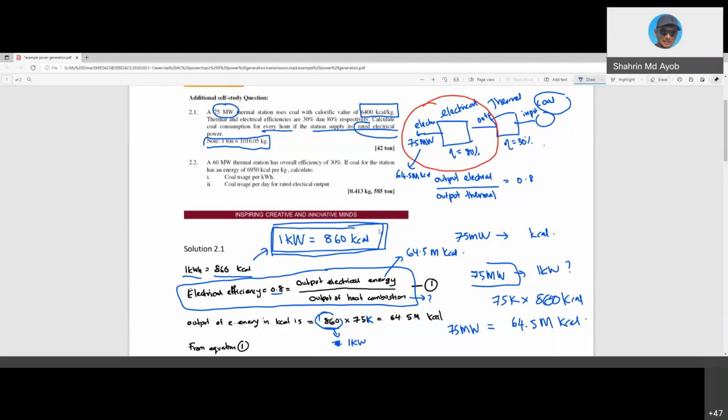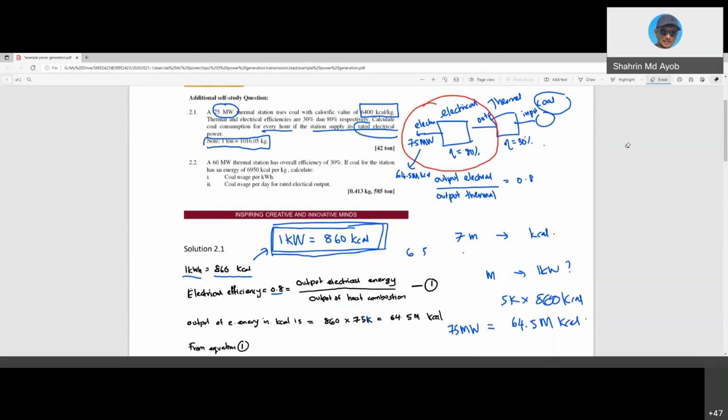Okay, I think I need to maybe erase. Yes, I want to erase. I just want to make it clearer on this 75 kilowatt and so on.